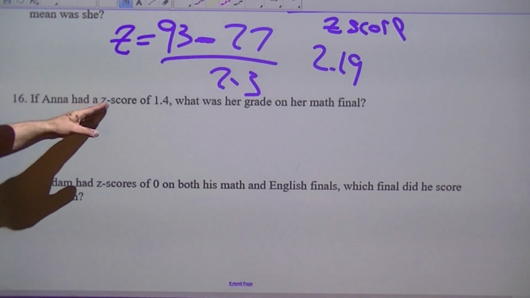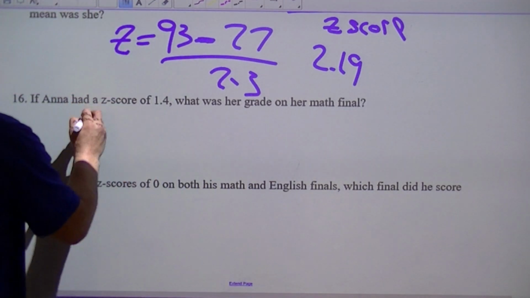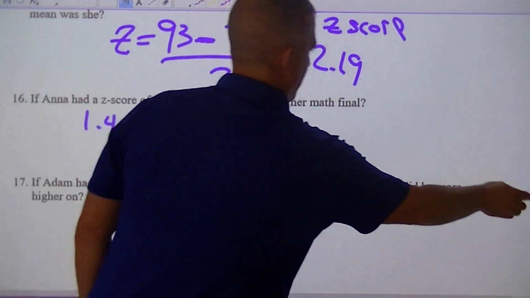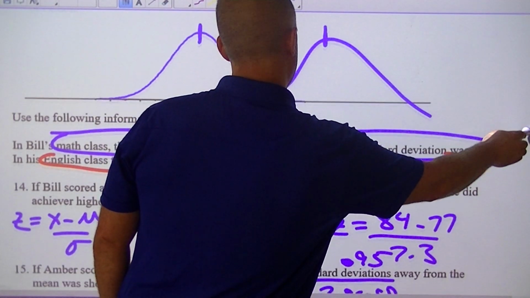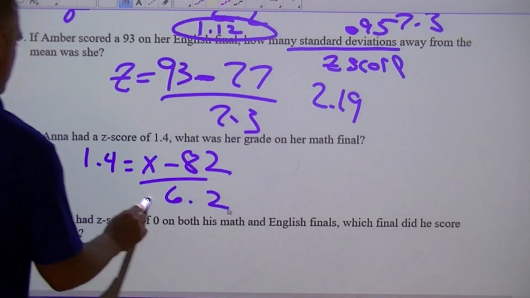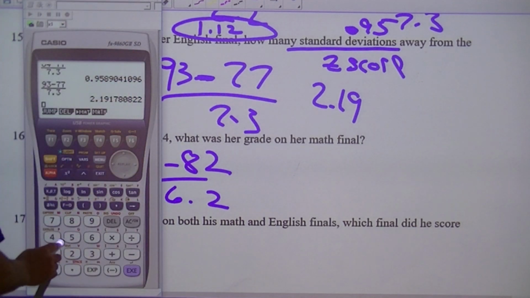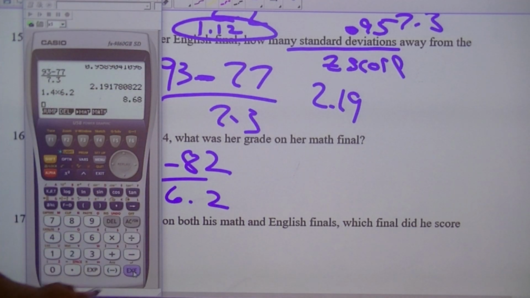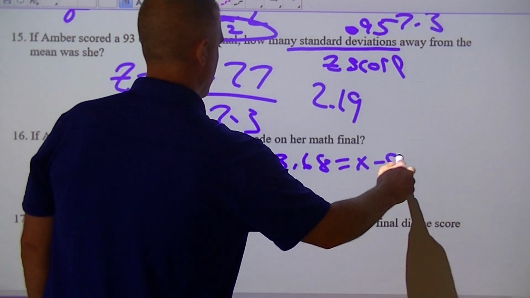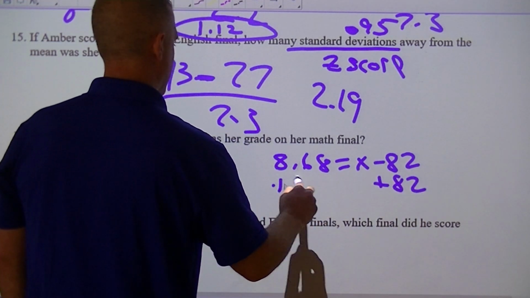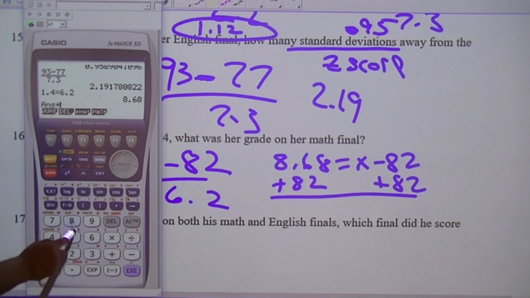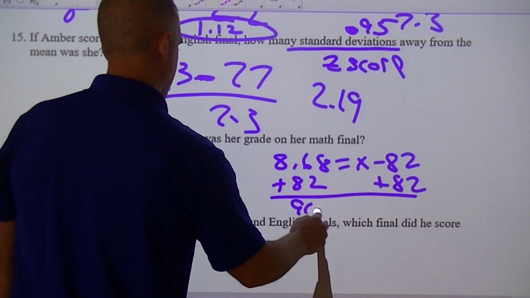If she got a z-score of 1.4, what was her grade on her math final? So the math one is 82 with 6.2. What you would do is cross multiply that. That's 8.68 equals x minus 82, and I add 82 over to the other side. So her score was 90.68.